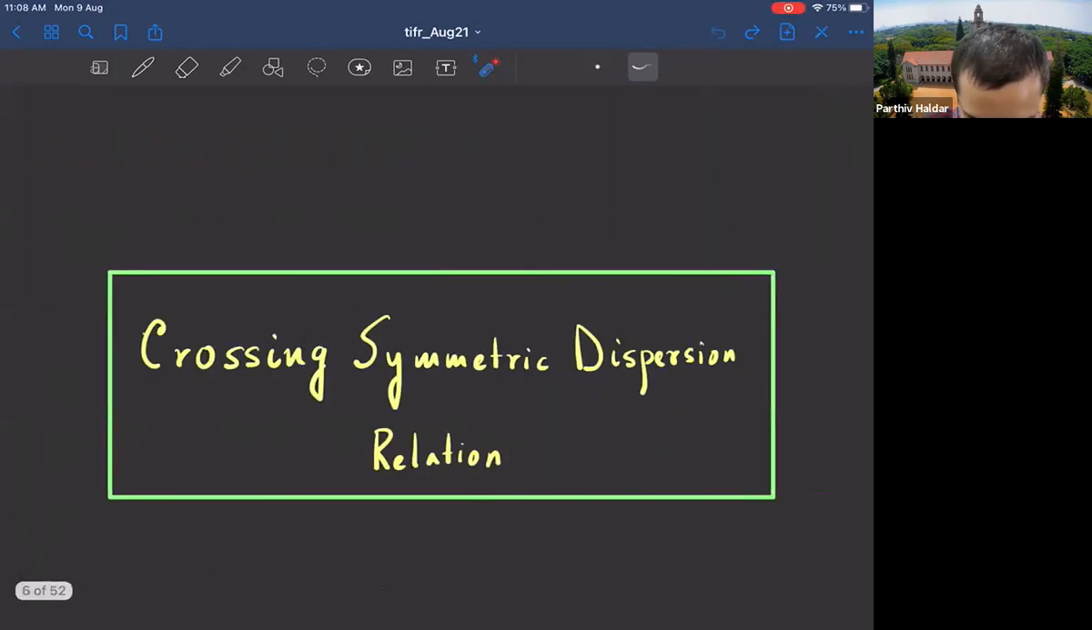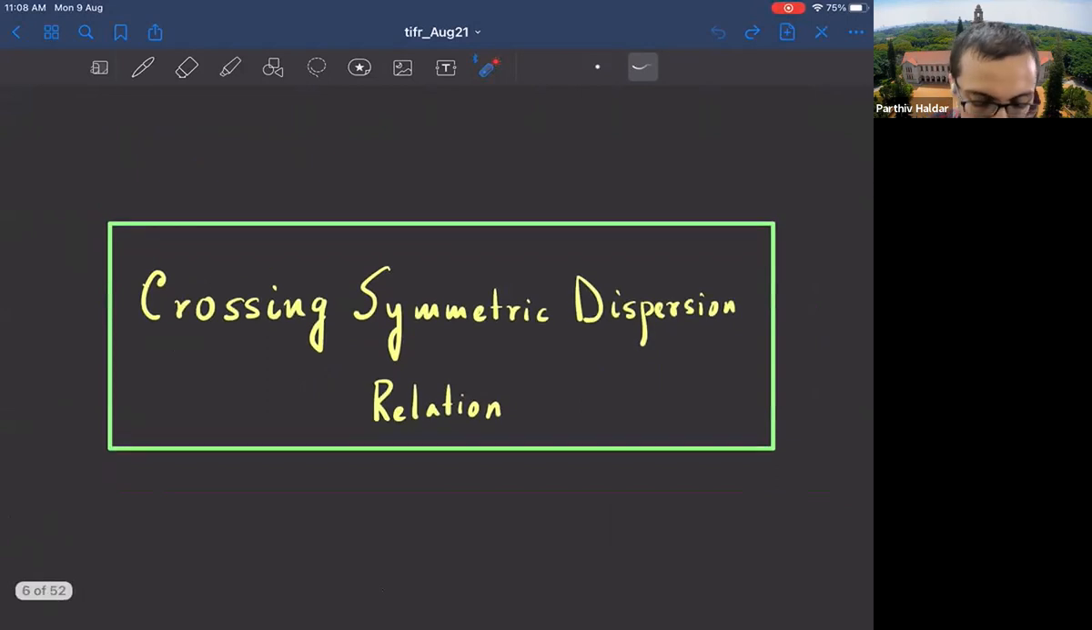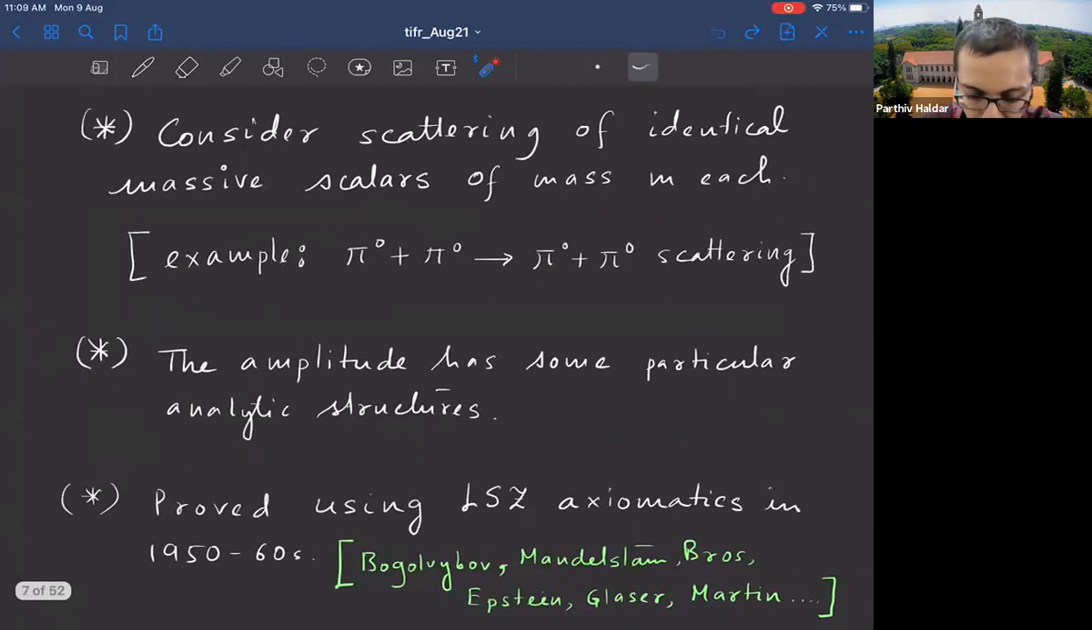Okay, so let's start. This is the central character, the principal character of our story, which is a crossing-symmetric dispersion relation. Now, we will consider scattering of identical massive scalars, and for this talk they are uncharged. So a prototypical example would be neutral pion scattering, pi naught pi naught going to pi naught pi naught. Now this has some particular analytic structures. A lot of these structures were proved using the LSZ axiomatics in the 1950s and 60s.